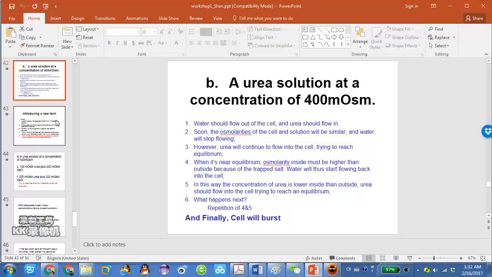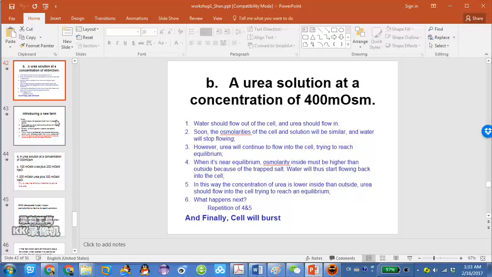Since urea will have the same osmolarity inside and outside at the ending point, when you compare the ending osmolarity both inside and outside the cell, you can ignore urea. You can only look at the salt that is trapped, that is not permeable to the cell membrane, at the ending point to make a judgment of cell volume change at the end, if that makes sense to you.